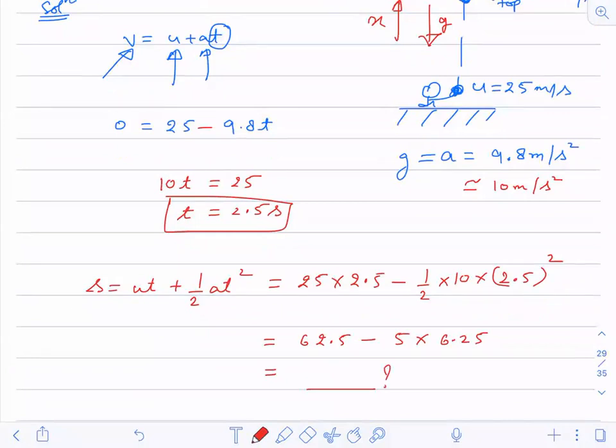Why did you take minus 1 by 2? The same reason, acceleration is there, na? Acceleration is in downward direction. The body is moving in upward direction, acceleration is in downward direction. That's why we have taken the minus sign.